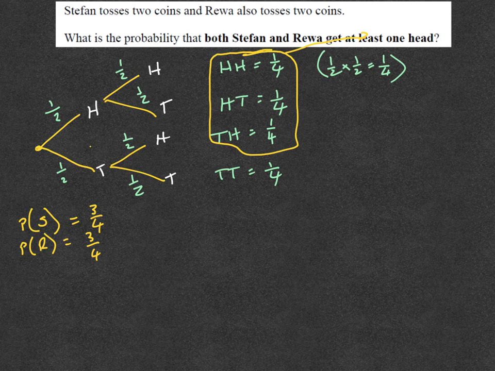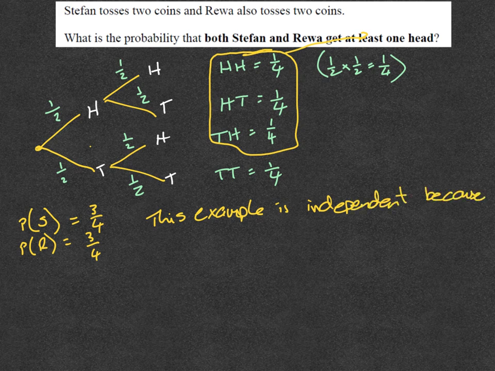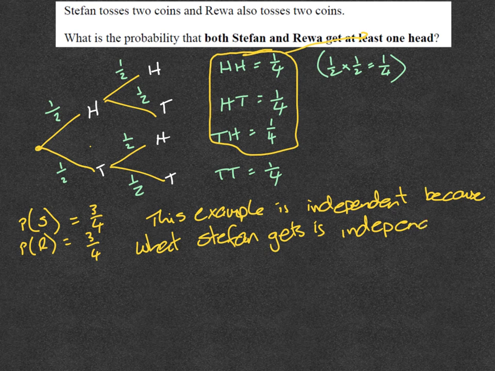Now, the 2 of them tossing coins is independent. So this example is independent because what Stefan gets is independent of Rewa.